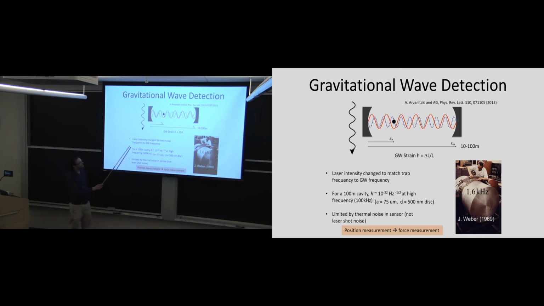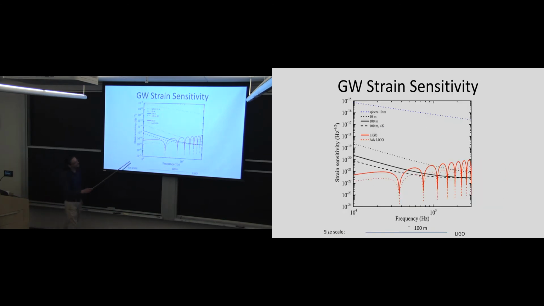If you had a 100-meter cavity, you can get strain sensitivities at the level of 10^-22 per square root of hertz at high frequency, which can exceed the sensitivity of things like Advanced LIGO in the high frequency band. What we've essentially done is turn LIGO's position measurement problem into a force measurement problem. At high frequency, LIGO is limited by photon shot noise in its ability to measure the distance between mirrors. Here, we're limited by the thermal Brownian motion of the particle in the trap, and those two things have a different frequency scaling. By turning the position measurement into a force measurement, we gain sensitivity at the high frequency end, whereas the LIGO detectors tend to get worse.